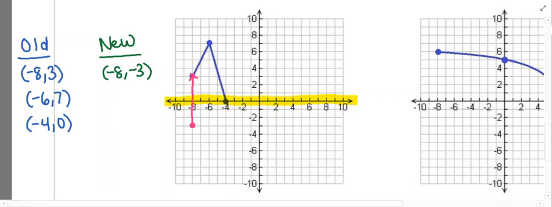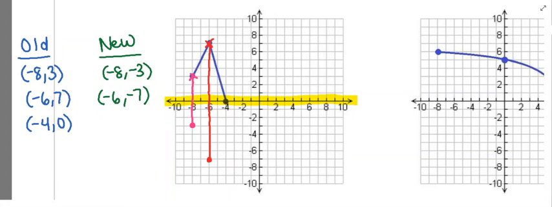Now I'm going to do this again. I'm going to go to the point at negative 6, 7. I'm starting here. Fold your sheet of paper. Where is this point going to go? I'm going to count boxes. It is 1, 2, 3, 4, 5, 6, 7 units above the x-axis. So when I fold the sheet of paper, it's going to go 1, 2, 3, 4, 5, 6, 7 units below the x-axis. So we are going to end up at the point negative 6, negative 7.